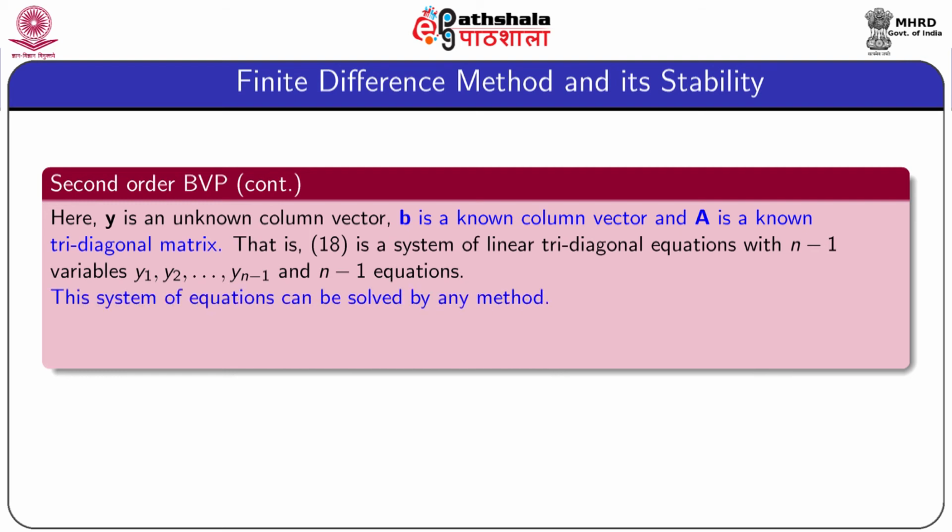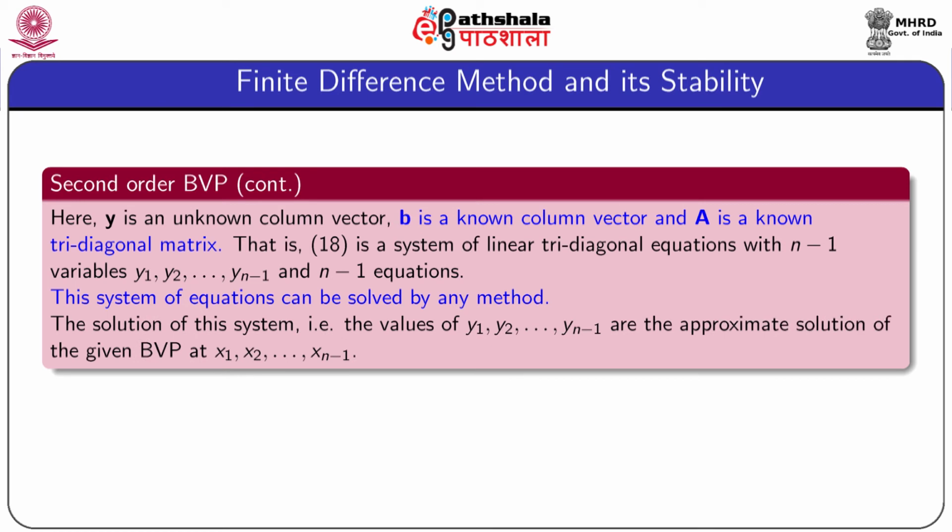This system of equations can be solved by any method. The solution of this system, that is the values of y1, y2 up to y n minus 1, are the approximate solution of the given boundary value problem at x equal to x1, x2 up to x n minus 1.